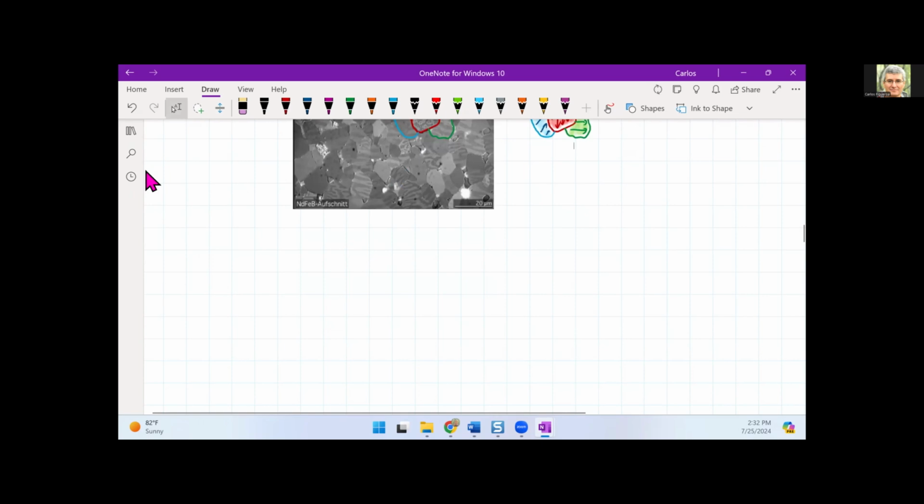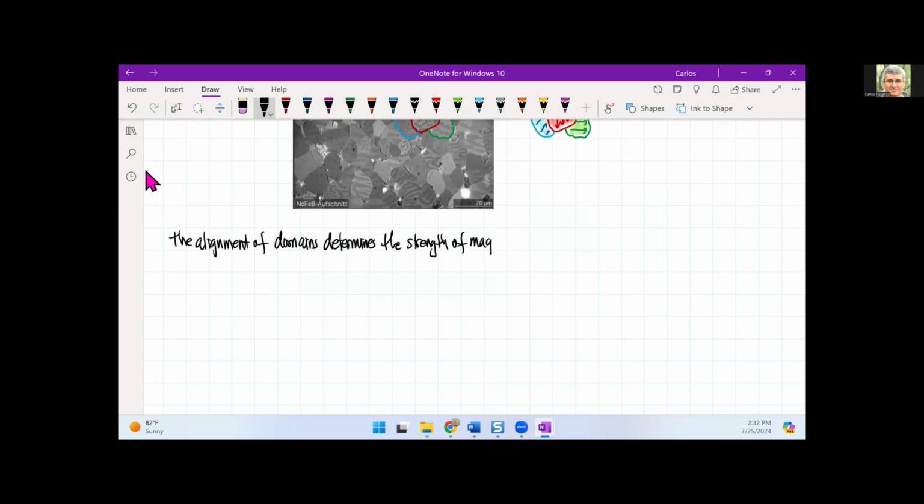So now we could answer the question, what do we mean by magnetism? The alignment of domains determines the strength of magnetization.